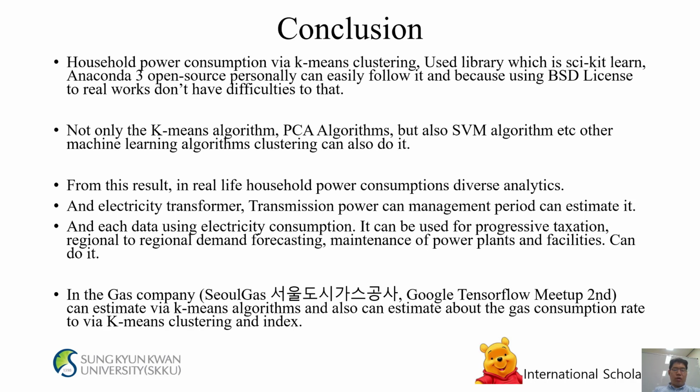From this result, in real-life household power consumption, diverse analytics of electric transformer transmission power can be estimated for the management period. Using electricity consumption data, it can be used for forecasting, regional demand forecasting, and maintenance of power plants and facilities. At Seoul Gas, as seen at the Google TensorFlow Meetup second 2017, gas consumption rates can also be estimated via k-means clustering and indexes.